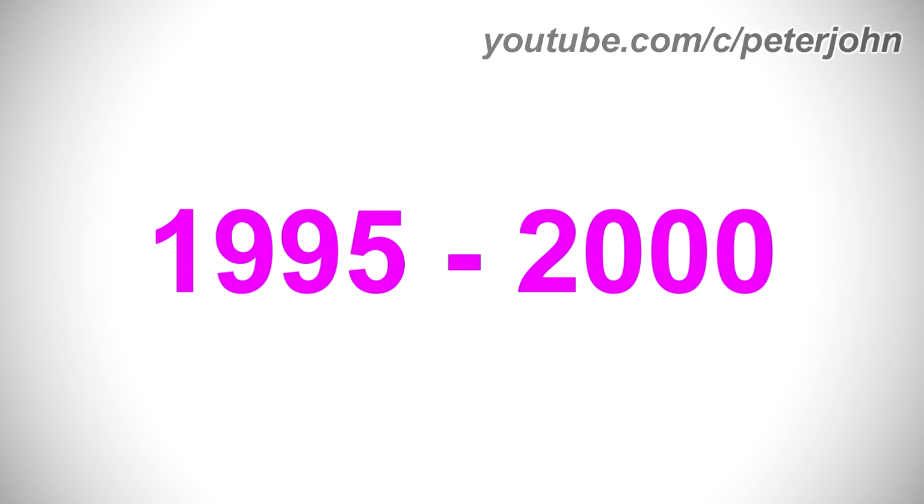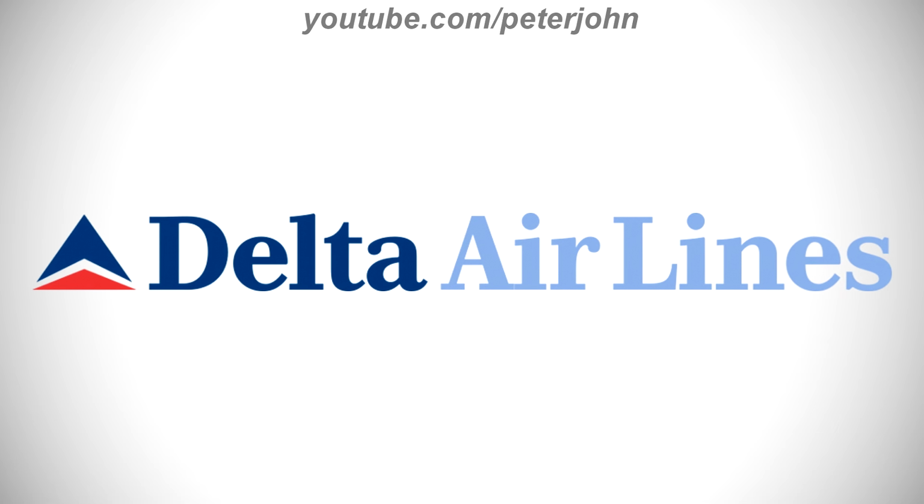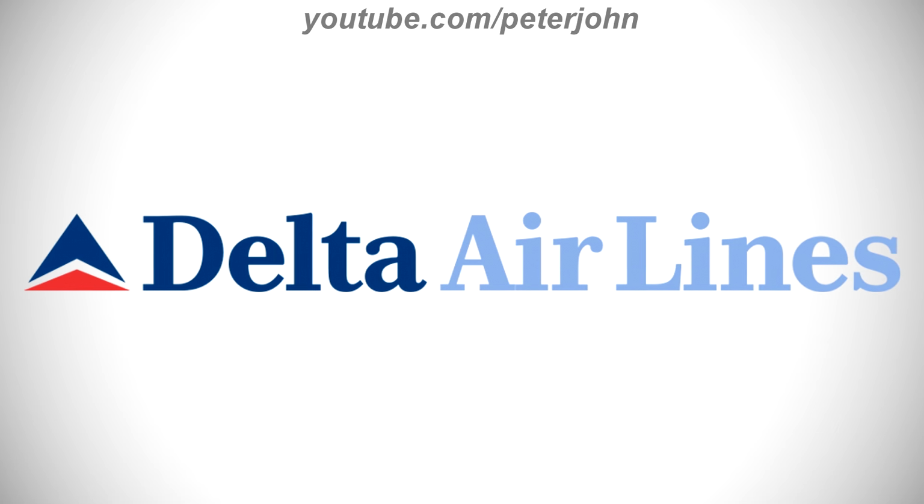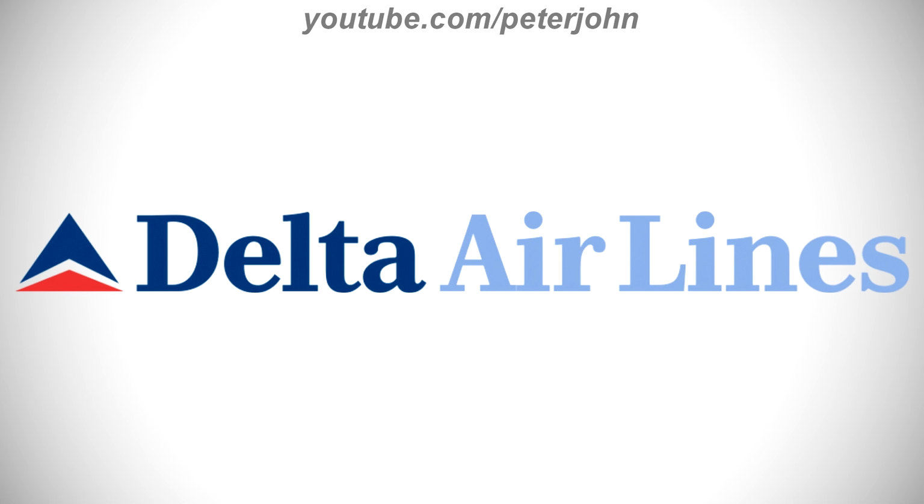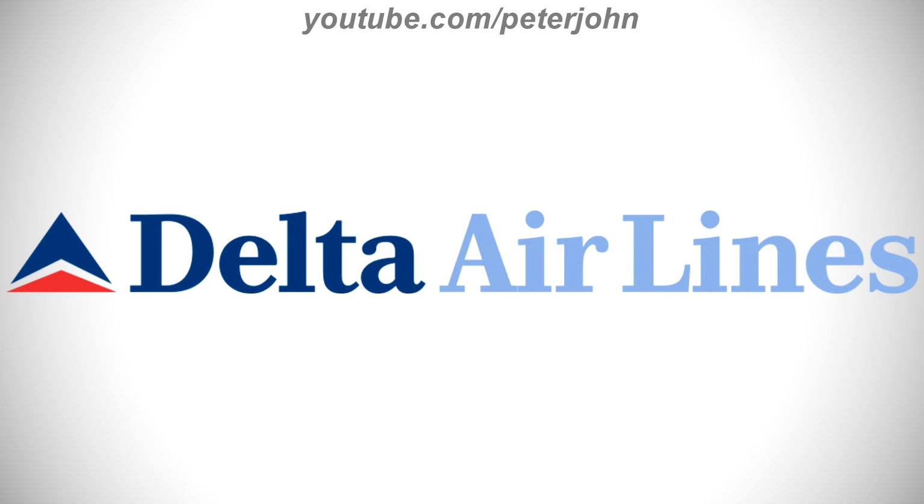1995 to 2000, there are two arrows, one blue and one red, and on the right of them there is the word Delta in blue text, and on the right of it there are the words Air and lines in light blue text. Here is a commercial.